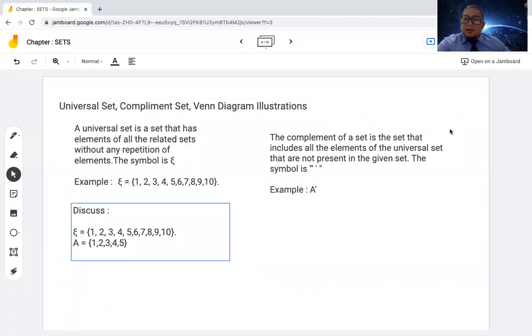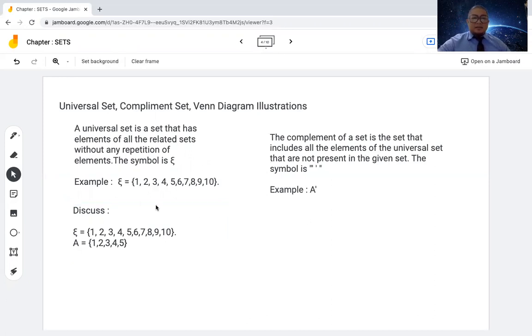An example of listing the universal set is just the same as writing or listing the elements of a regular set. It's just that it is indicated with an epsilon symbol, to emphasize that this is a universal set.